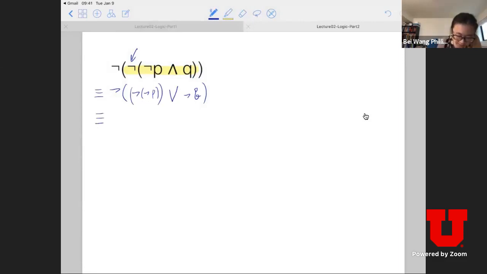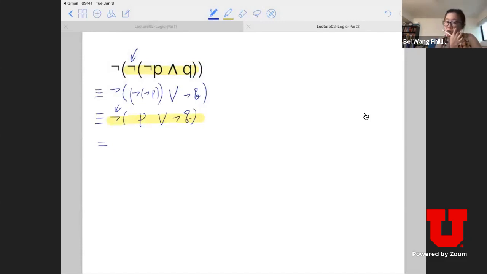If I simplify a little bit, I get negation of P is P itself. And I get this, okay? So once I have this, now I'm going to focus on bringing in the negation, taking the outside negation. So I'm going to do this whole thing now.